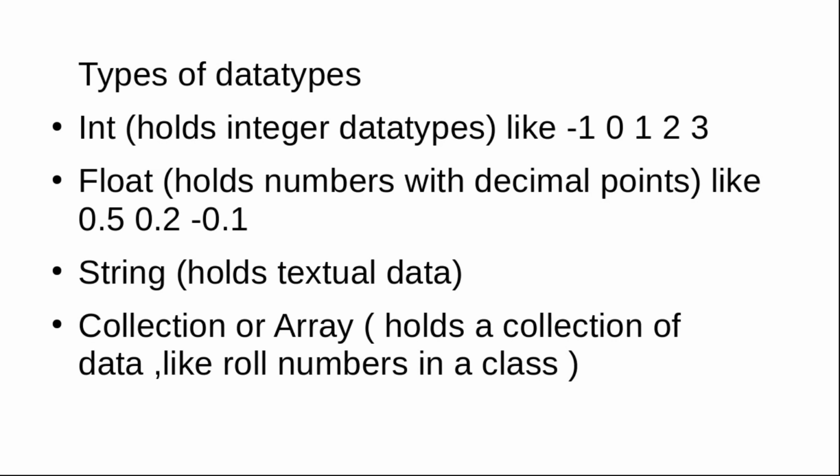That is integer, we can store values like -1, 0, 1, 2, 3 and so on. Float, you can store values with decimal points like 0.5, 0.2, -1, -0.1. String, you can store textual data in it. And collection or array, it's basically a collection of data. We have a set of roll numbers in our college, right? So for a class, there'll be a set of roll numbers. A variable which will hold all of them will come under the data type array or collection.